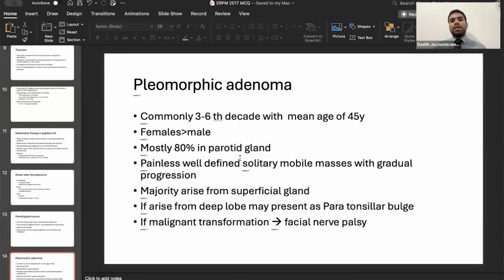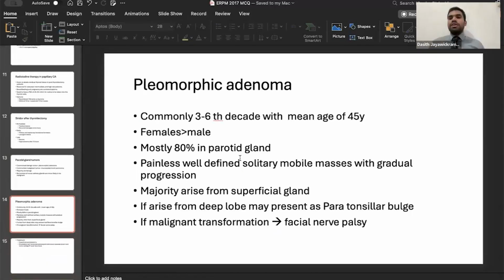So when you talk about pleomorphic adenoma, it usually presents between the third to sixth decade of life, and the mean age is around 45 years. The incidence is a little bit more in females than males, and almost 80% of these pleomorphic adenomas occur in the parotid gland. Okay, and they present in the clinic as a painless, well-defined solitary nodule that is mobile, that is not attached anywhere. It's just a painless lump, and it progressively enlarges, keeps enlarging. Sometimes it enlarges to a massive size, and the enlargement itself can cause pressure necrosis of the skin. So that is a pleomorphic adenoma.